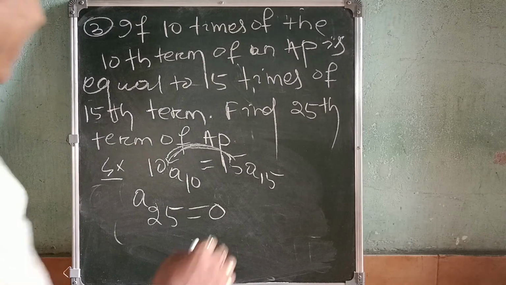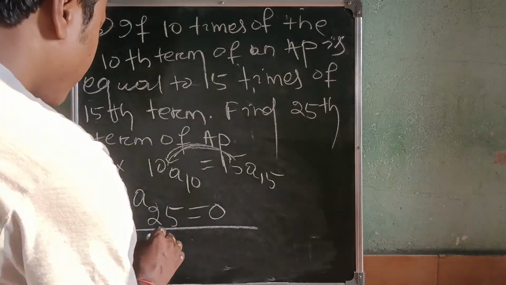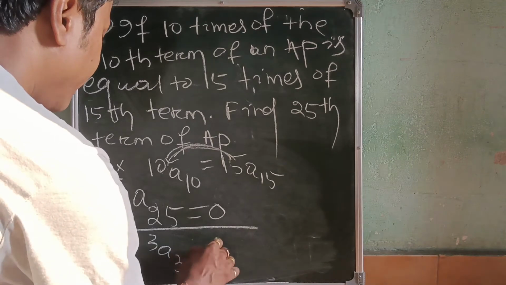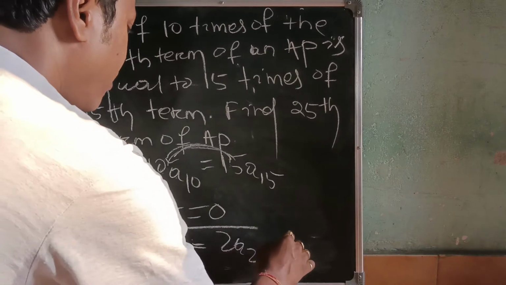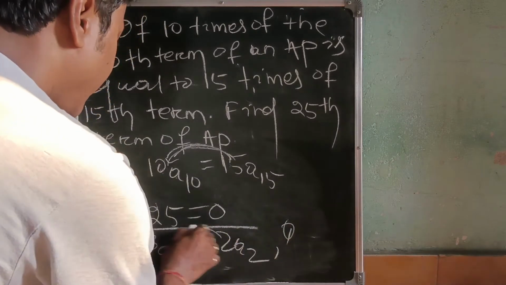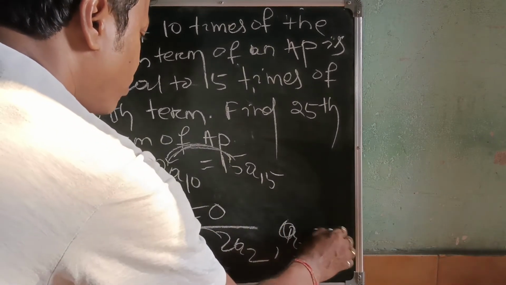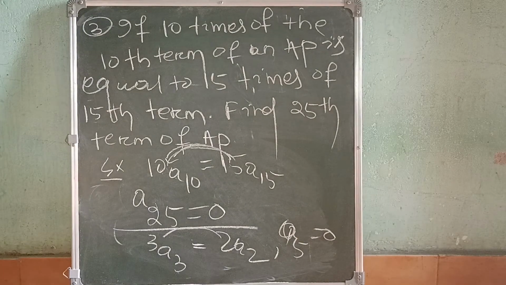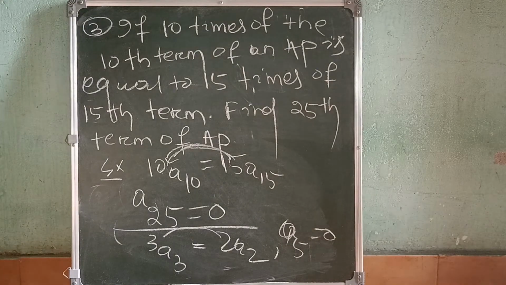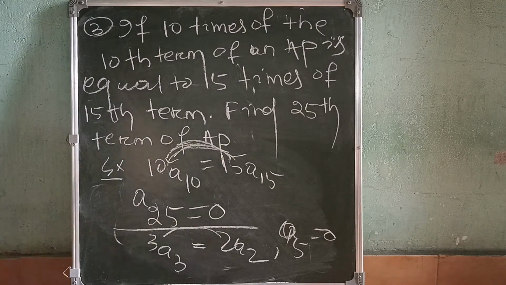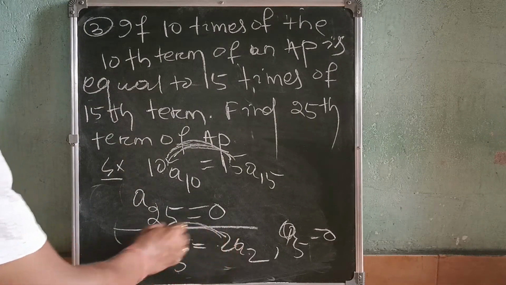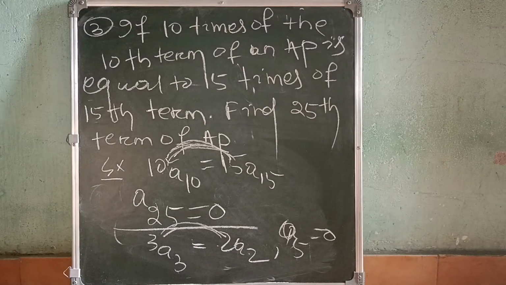Just like that, I am giving you another example. 3 times the 3rd term, 3 a3, and suppose 2 a2. When the question asks, 3 and 2 make 5. So a5 is equal to 0. Clear? So when the number of terms and the multipliers are equal, you just add these two figures. So the 25th term is 0. In the same way, 3a3, 2a2, gives 5, so a5 is 0. This is a trick. Easily you can find it out. This is a very good question.